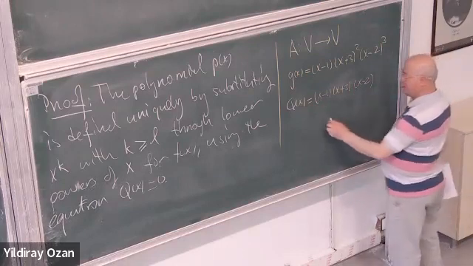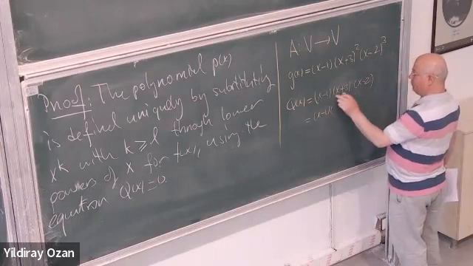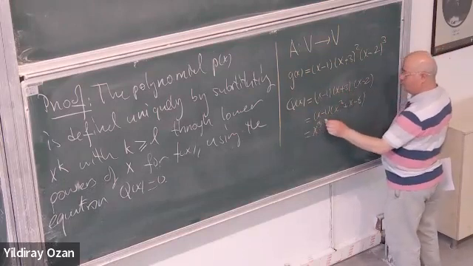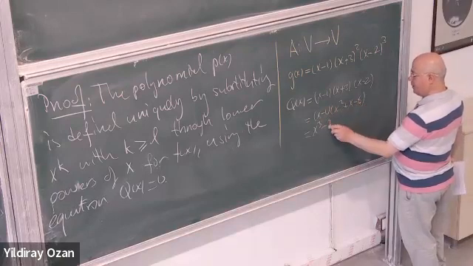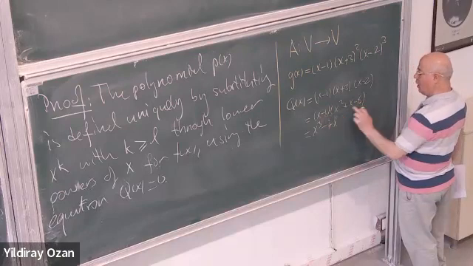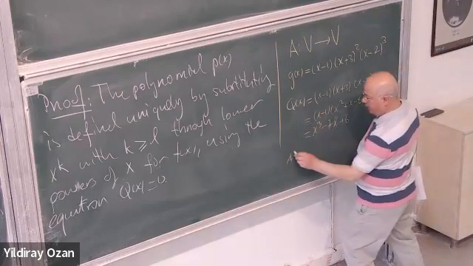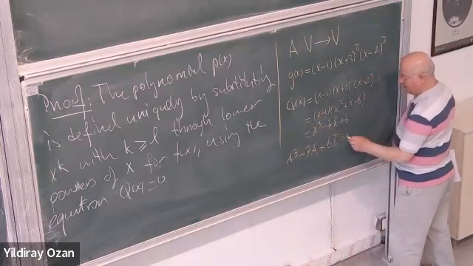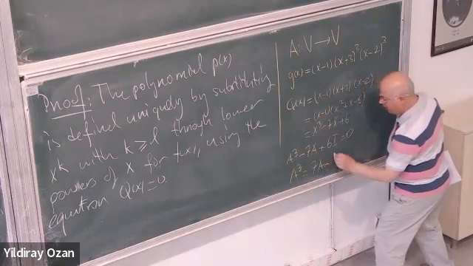You see, this is just what? X'in çarpı nedir bu? X kare artı x eksi 6 değil mi? Bu da x küp eksi x kare var. Artı x kare 0 oldu. Eksi 6x eksi x eksi 7x artı 6. So, what is the equation A satisfies? A cubed minus 7A plus 6 times I is 0. Therefore, A cubed is 7A minus 6 times I.